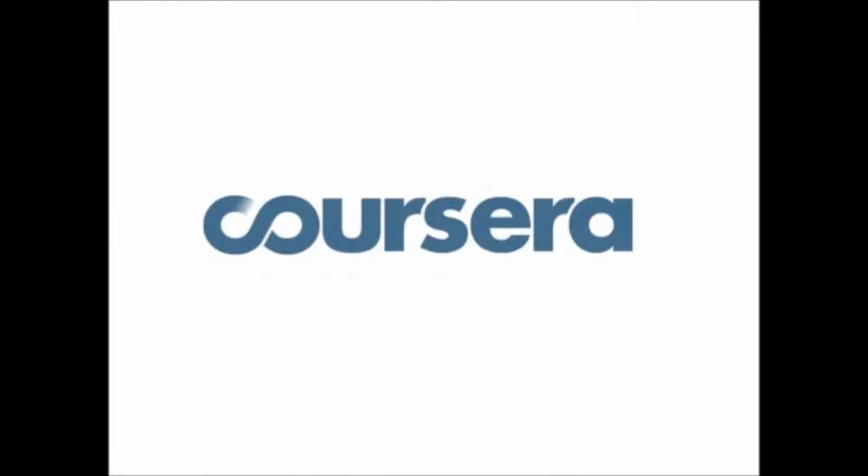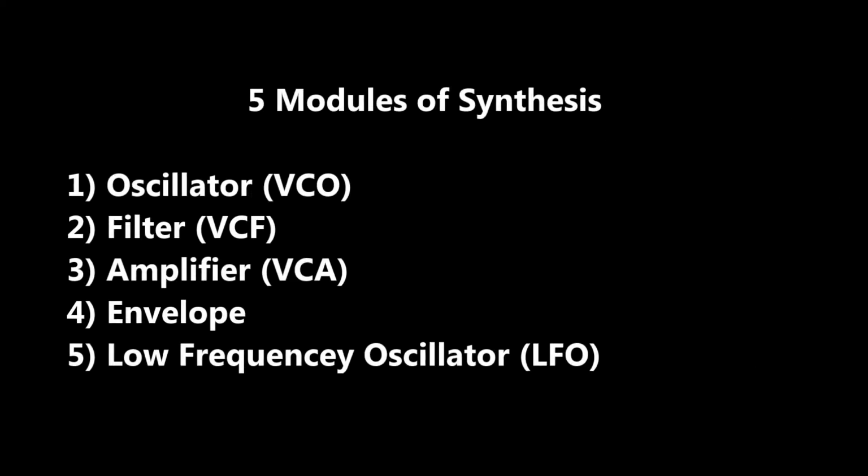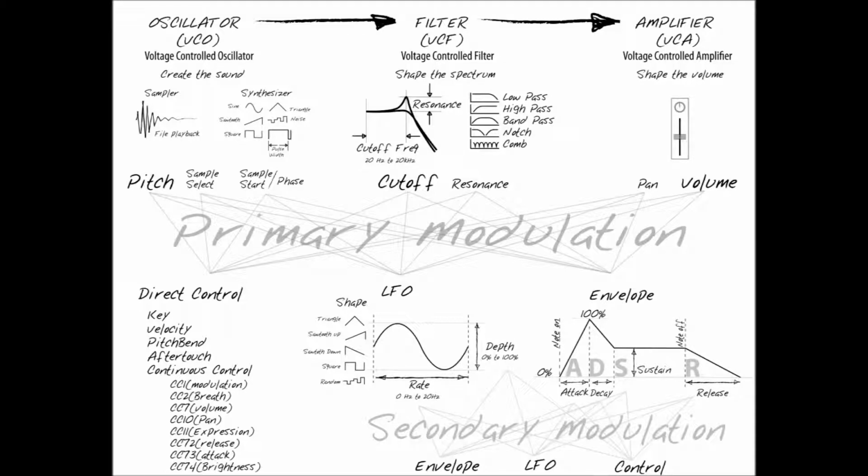This lesson is for week 6 of Introduction to Music Production at Coursera.org. This week I will explain the usage of the 5 most important synthesis modules: oscillator, filter, amplifier, envelope, and low-frequency oscillator. These 5 modules are the building blocks of synthesis and what connects everything together in constructing and modulating the desired sound that you want.